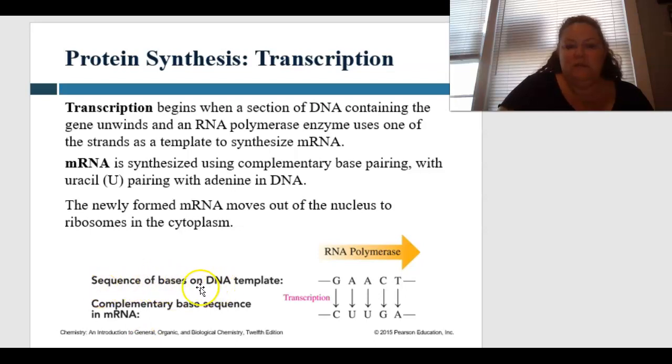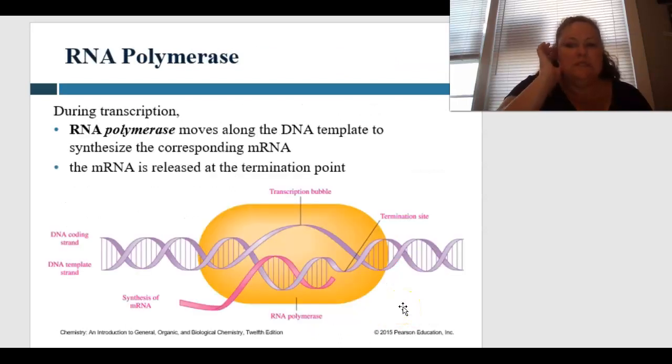So here you have the sequence of bases on a DNA template. You're going to undergo transcription, and it's going to have the complementary base pairs in messenger RNA. Okay. Then during transcription, the RNA polymerase moves along the DNA template to synthesize or make the corresponding messenger RNA. And then the messenger RNA is released at the termination point.